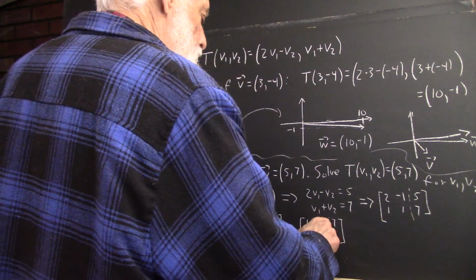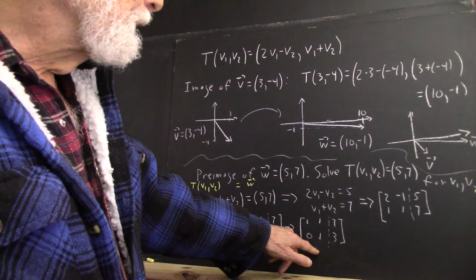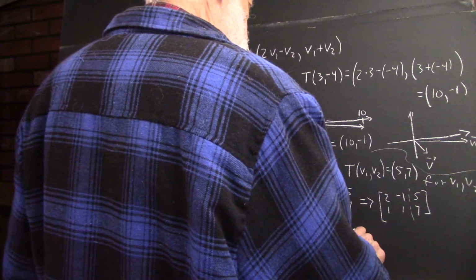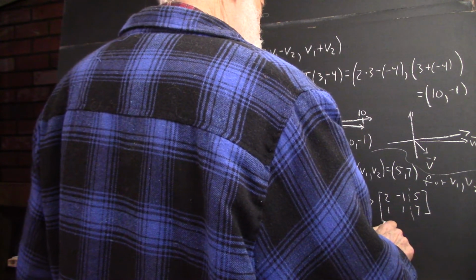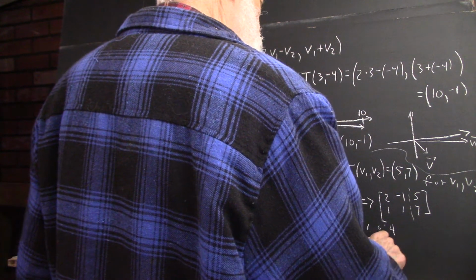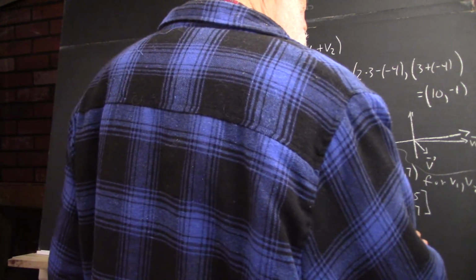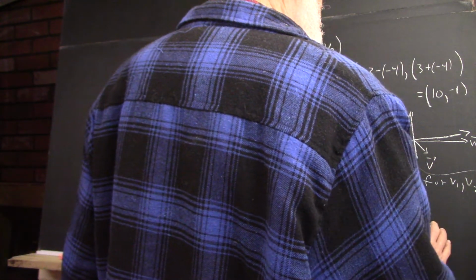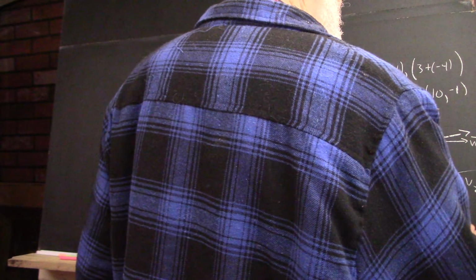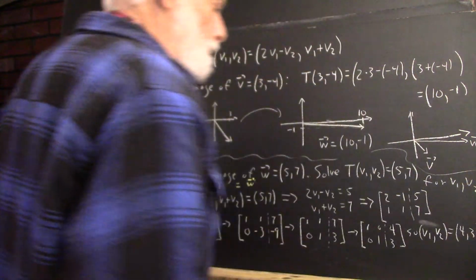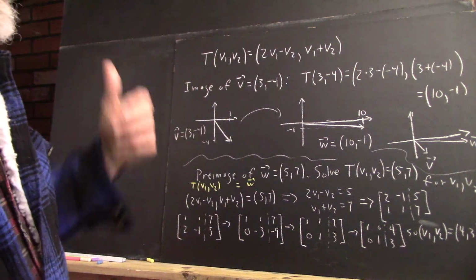And at this point, I could take this another step. I might as well subtract this row from this row. And that gives me 1, 0, 4, 0, 1, 3. So V1, V2 equals 4, 3. Now it was extremely unlikely that when I just wrote down these numbers here, I actually would get numbers like that.